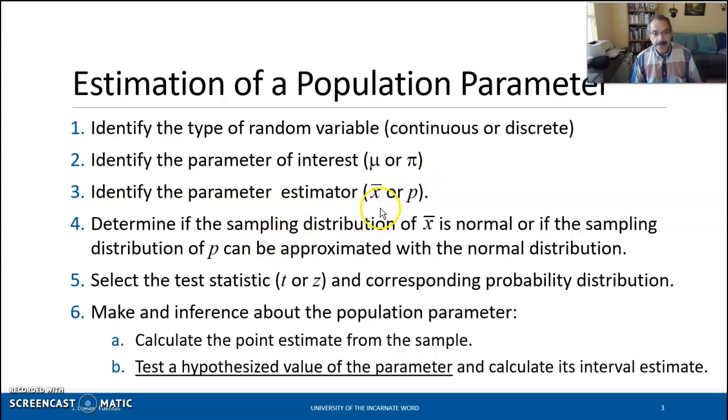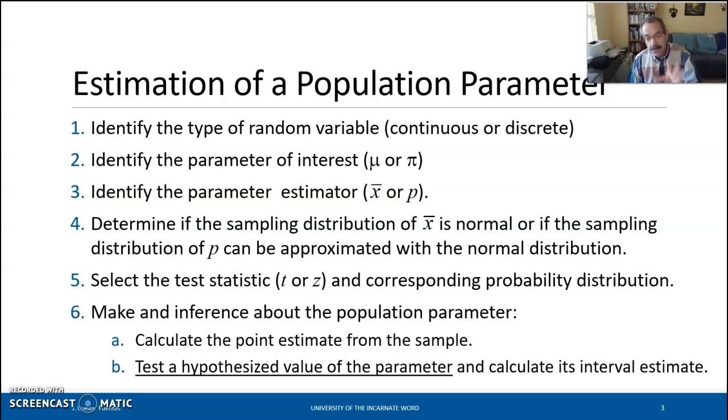All right, once we've done that, then we need to determine, if we're dealing with a continuous random variable, if the sampling distribution of the average is normal, or if the sampling distribution of the proportion can be approximated with a normal distribution. Once you complete step 4, then based on determining if the sampling distribution of the mean is normal, and of course we will not know the population standard deviation, then you know that you will use the t-test statistic. And of course you will use the t-probability distribution.